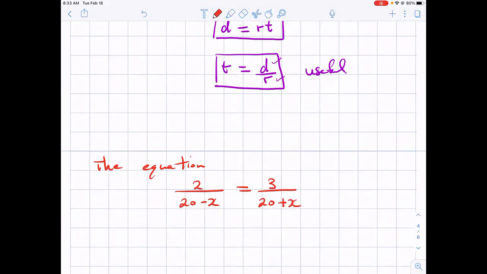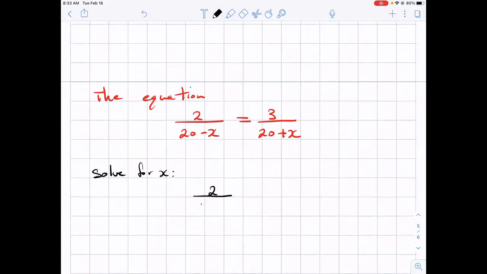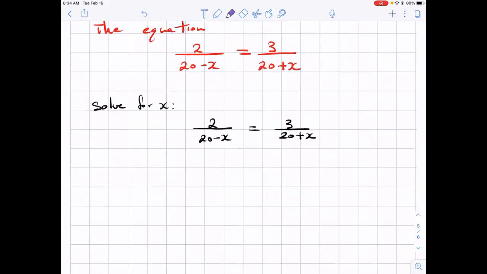And now we can solve. Here we want to solve for x. So we have 3 over 20 minus x equals 3 over 20 plus x. We need the lowest common denominator, since there's nothing to factor in either denominator. Let's start with the first one, which is 20 minus x. The second denominator is 20 plus x.